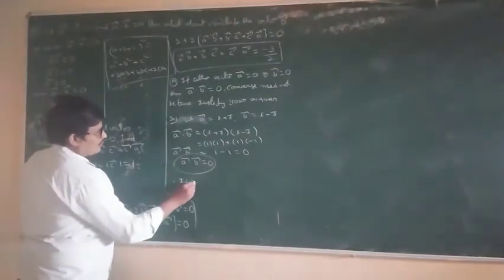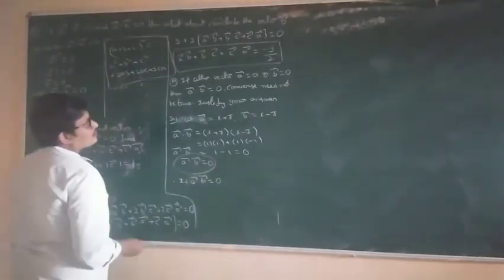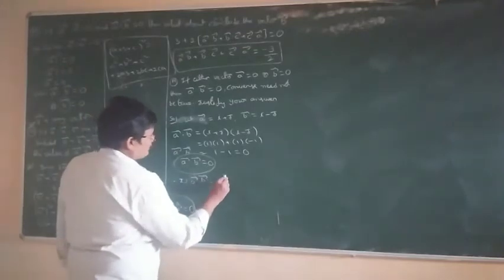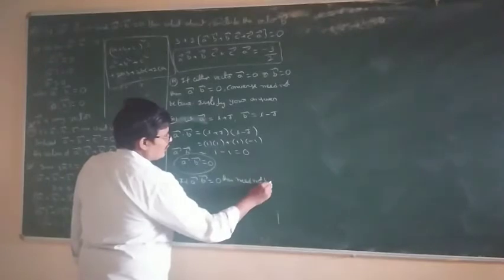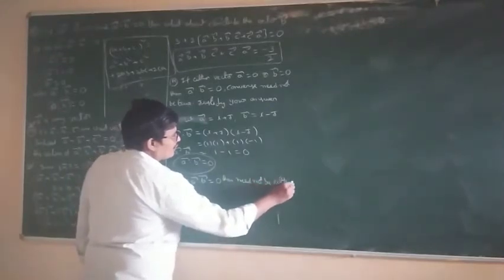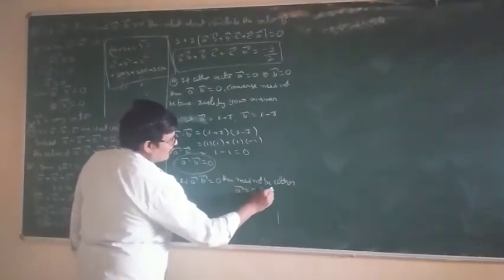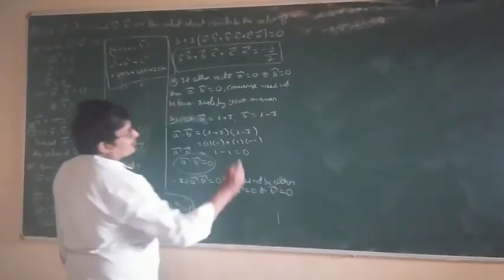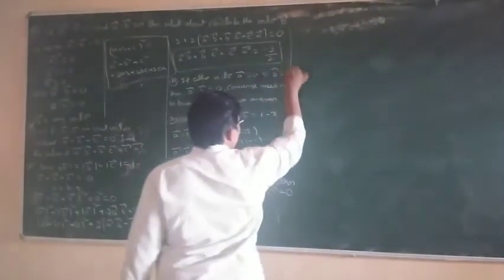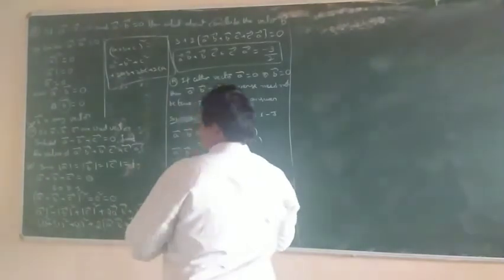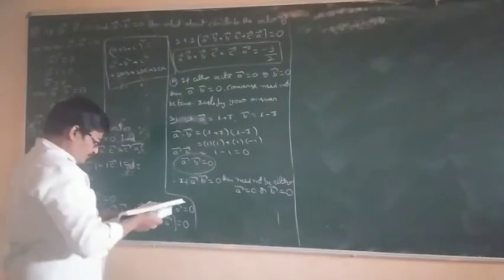So if a bar dot b bar is equal to 0, then need not be either a bar is equal to 0 or b bar is equal to 0. Okay, clear? This is the 14th problem. Next, the 15th problem.